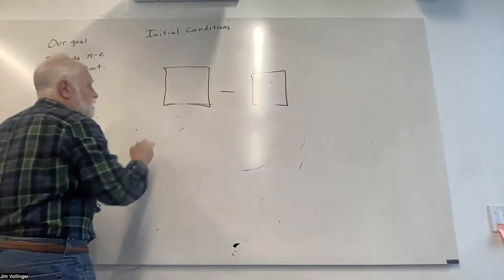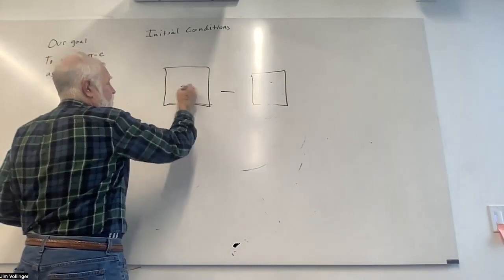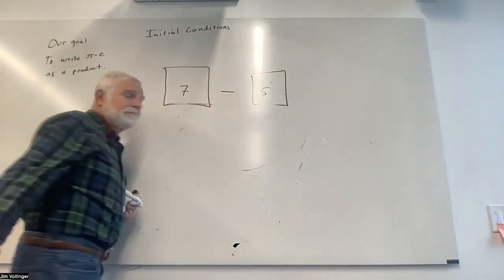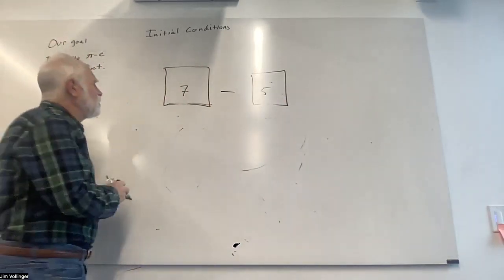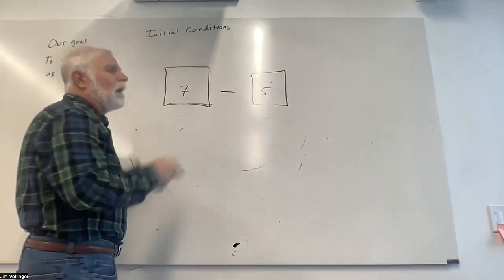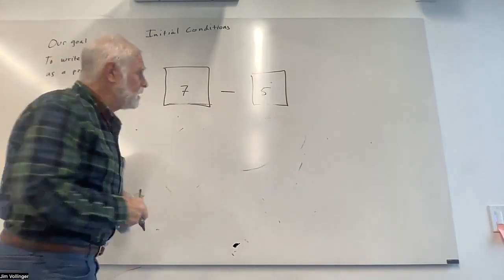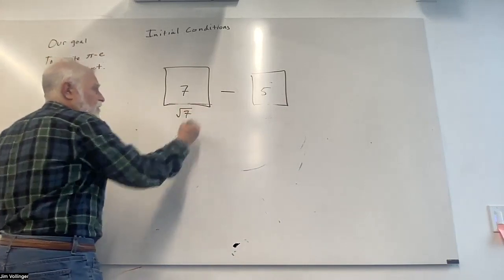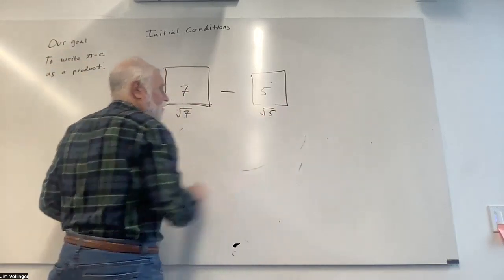Let's do 7 minus 5. Nah, that one is too close to pi minus e. No, we said it, we're going to do it. So, I guess that's the square root of 7, and I guess that's the square root of 5.